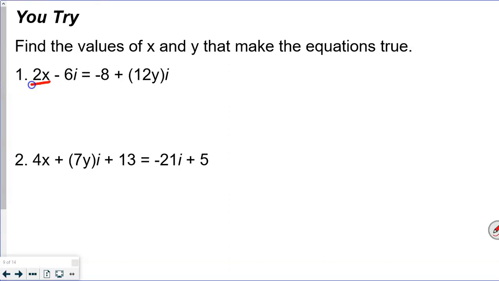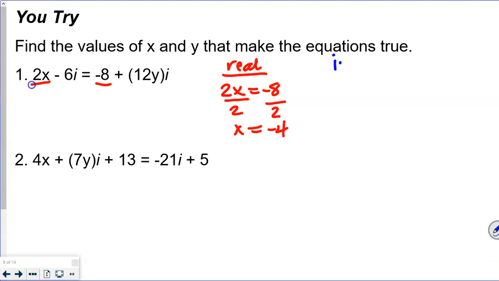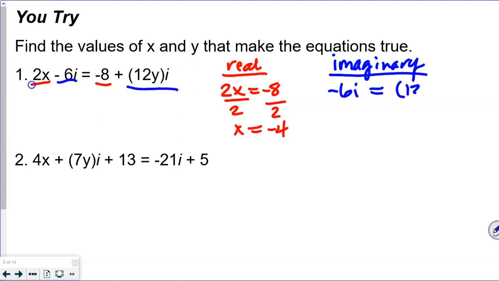So I'm going to go ahead and do real to real. 2x equals -8 divided by 2. x equals -4. Then I'm going to do imaginary. So that's going to be -6i equals 12y.